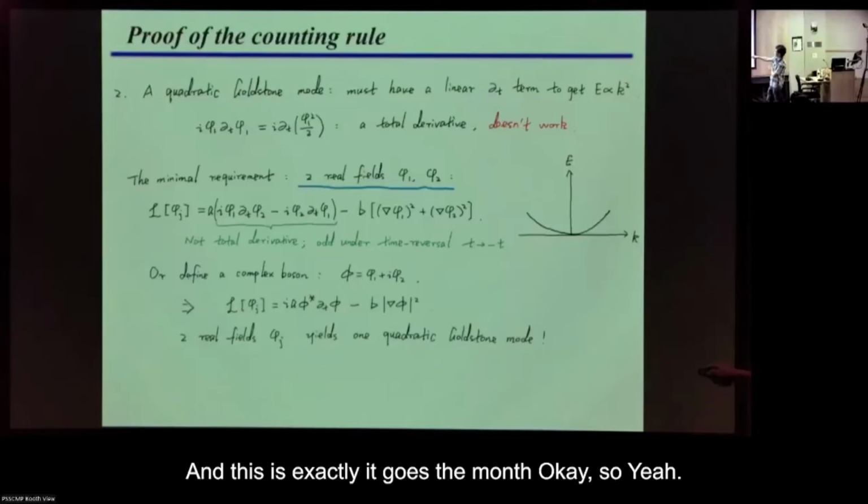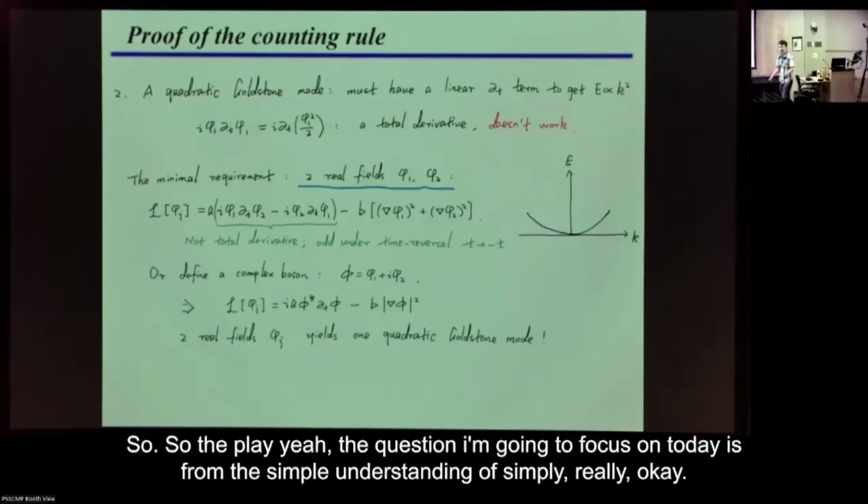But also, this is odd under time reversal, because partial t goes to minus partial t. So this indicates that in order to have a quadratic dispersion, in general your ground state has to break time reversal in some sense, or at least in the long wavelength limit. That's one way to see when you have quadratic dispersion.